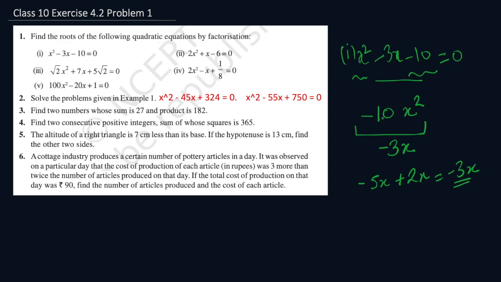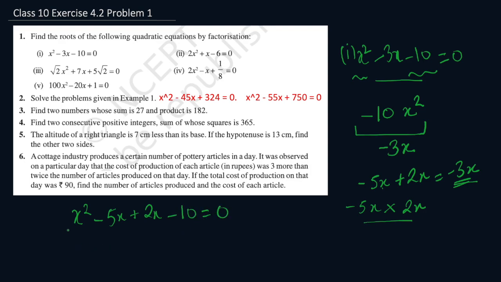What I have done here is I have factorized minus 10x square as minus 5x and 2x. If you multiply this, you will get minus 10x square, and addition of this gives us minus 3x. So we factorize minus 3x as minus 5x plus 2x. So we can write it as x square minus 5x plus 2x minus 10 equals to 0.